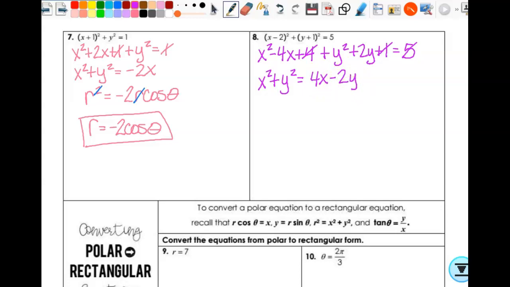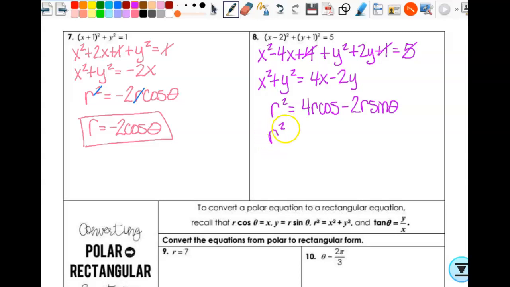What is x squared plus y squared? R squared. And that's equal to 4 times r cosine theta minus 2r sine theta. Trying to get r by itself. What do you think I should do on the right-hand side? Factor out r. Very good.